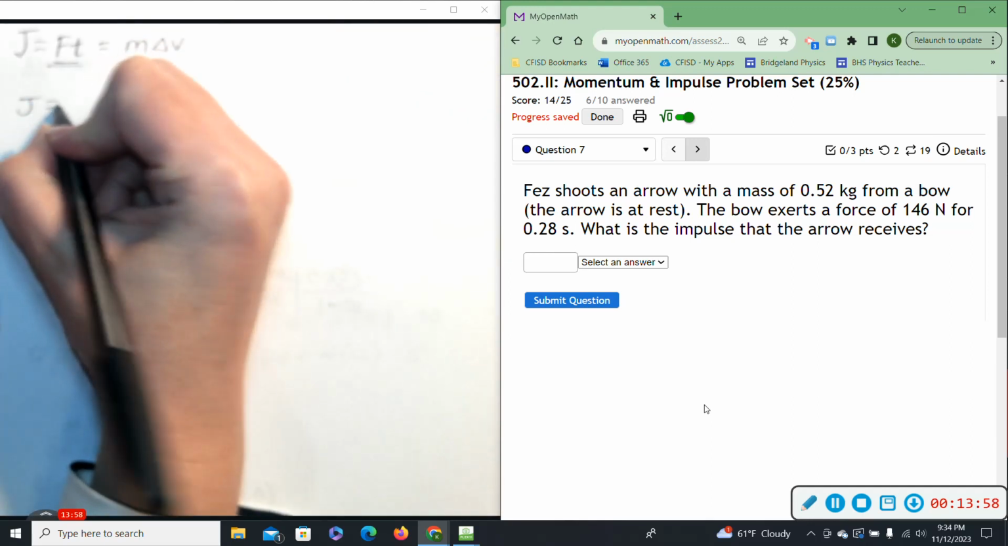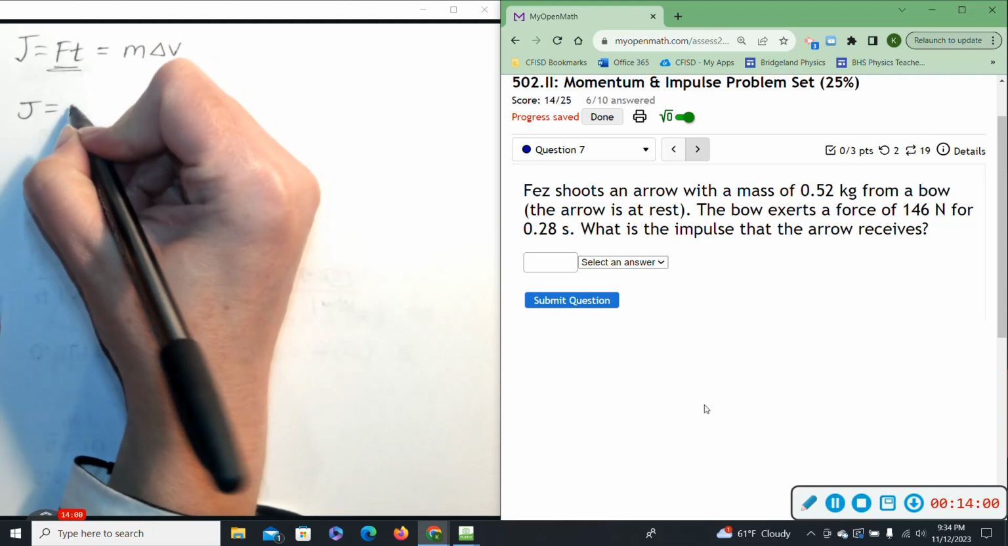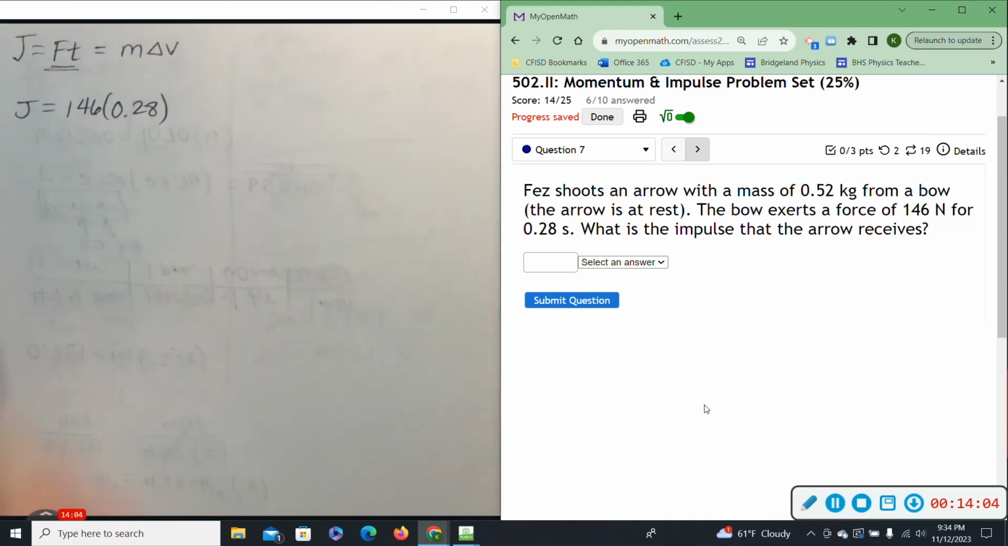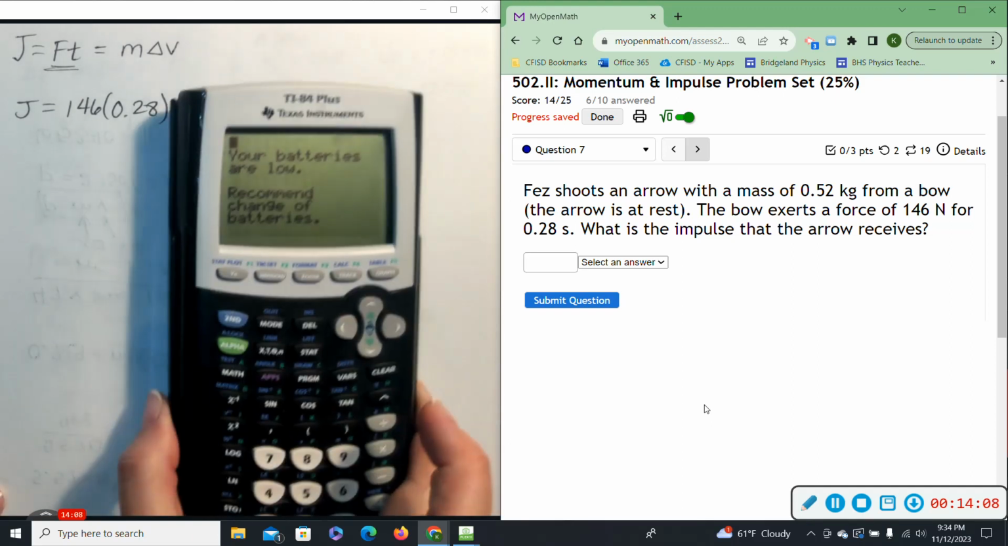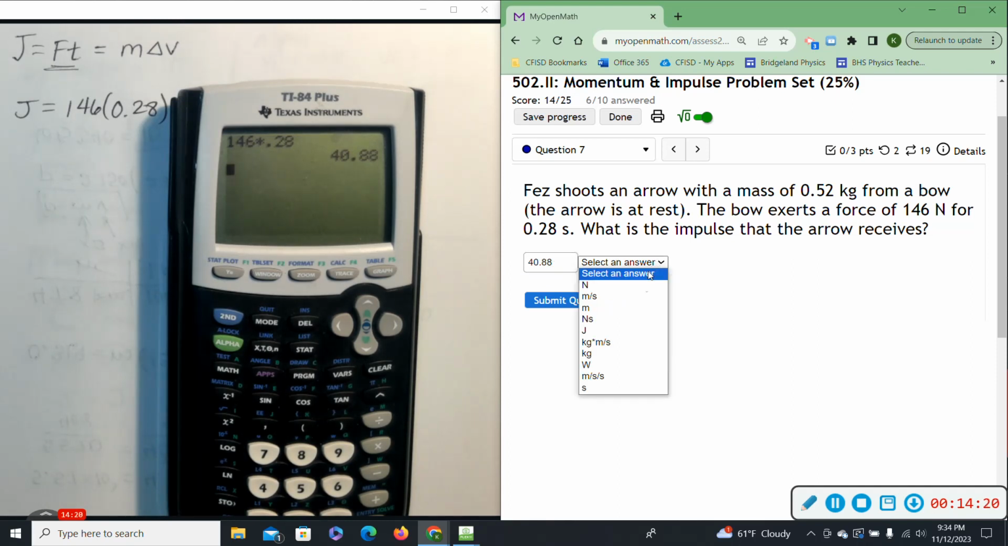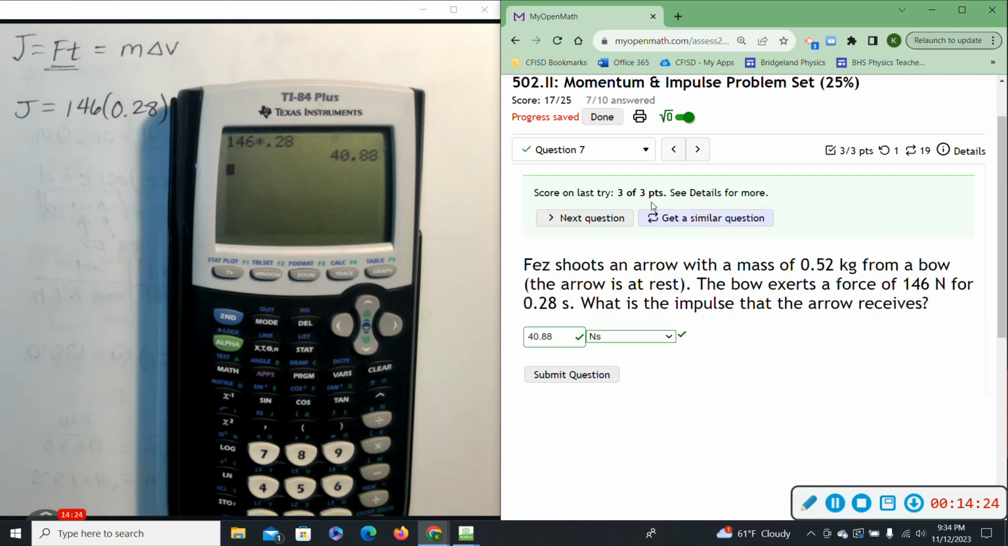We're going to say impulse equals, the force is 146 newtons, the time is 0.28, and we multiply those two numbers in order to get the impulse. 146 times 0.28 gives me an impulse of 40.88. And my impulse is going to be in units of newton seconds.